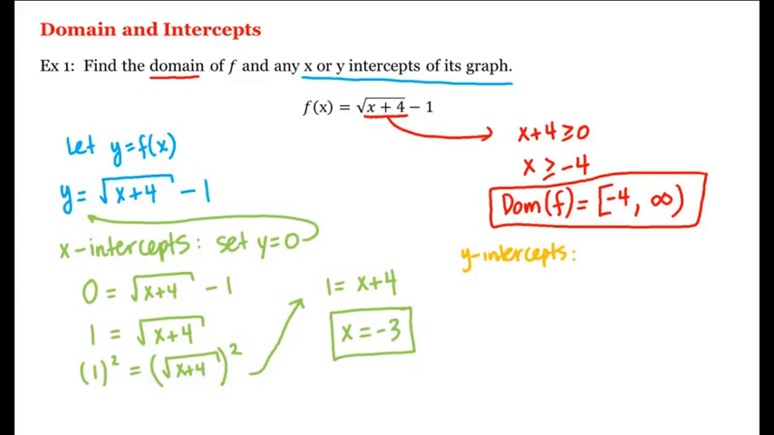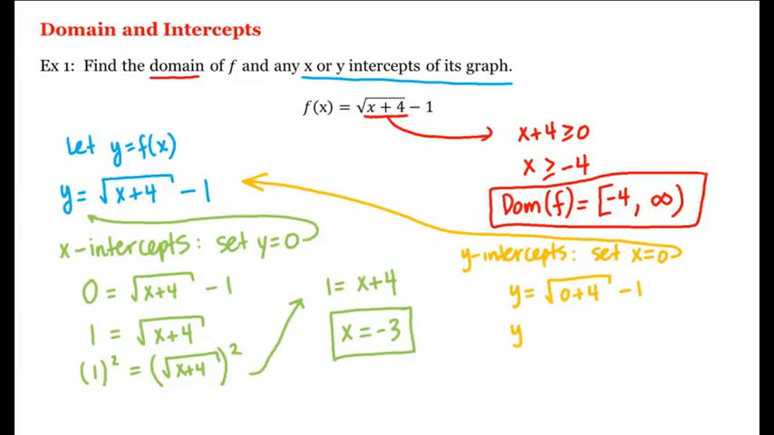A y-intercept, if it exists, is the y-coordinate of a point where the graph of f intersects the y-axis. And on the y-axis, what does x equal? It equals 0, doesn't it? So we set x equal to 0 in our equation here and solve for y. So we have y is equal to the square root of 0 plus 4 minus 1, or y is equal to 2 minus 1, or y is equal to 1, which is the y-intercept of the graph of this function.